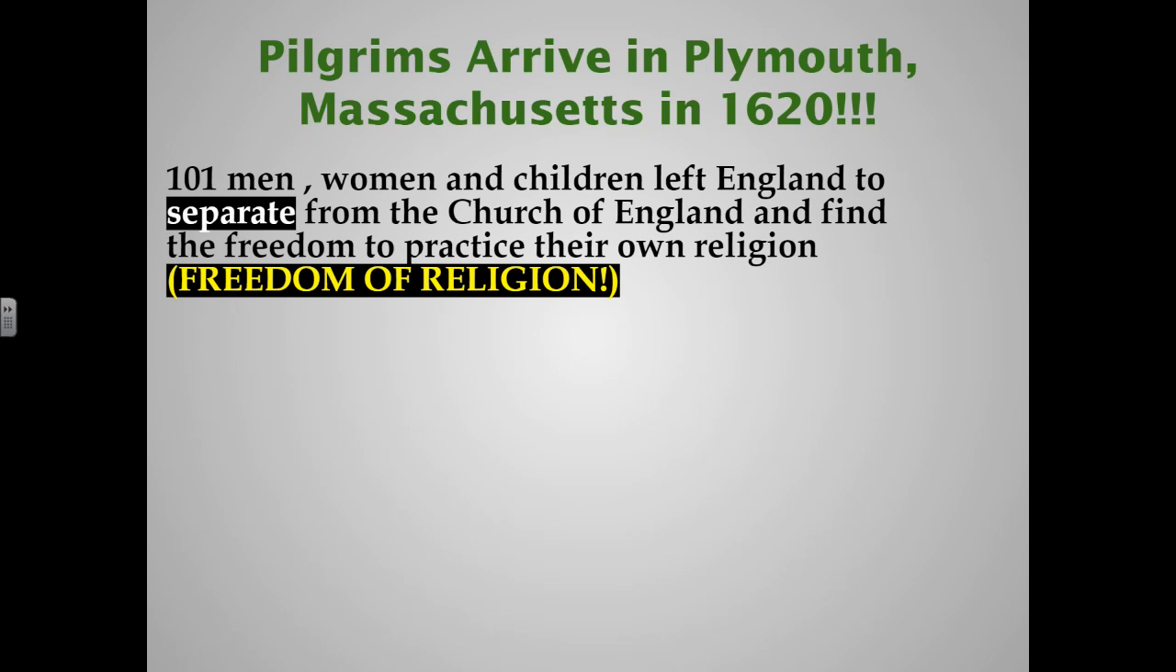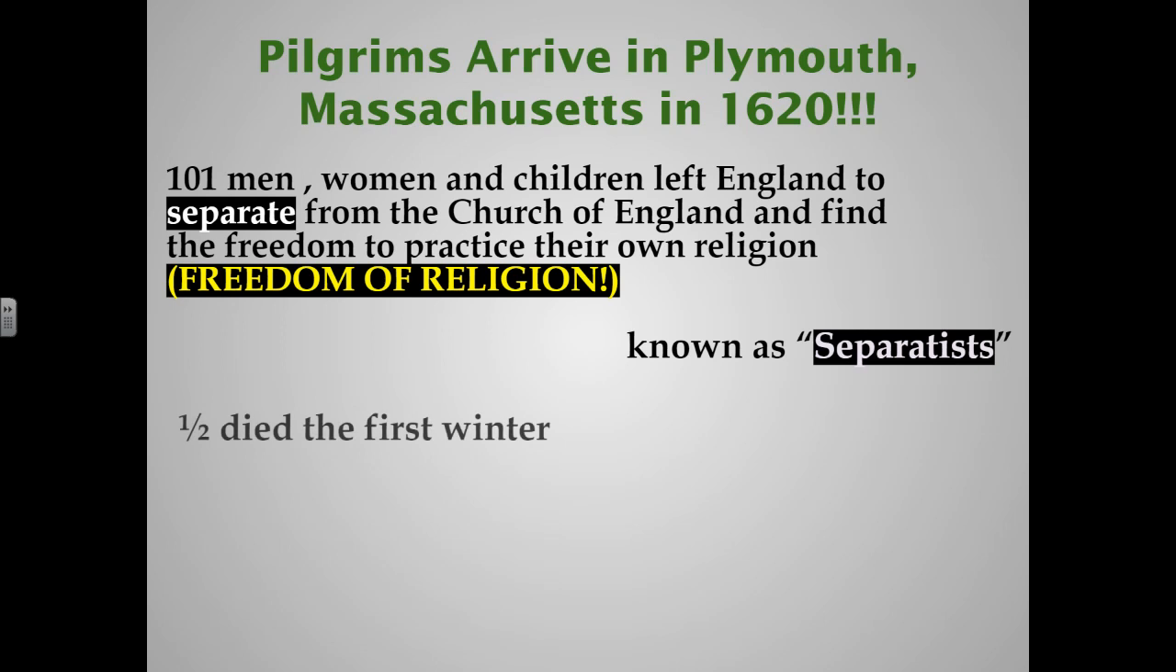We had 101 men, women, and children who left England, and some of them wanted to separate from the Church of England and find a place where they had the freedom to practice their own religion. They wanted freedom of religion. And because they wanted to separate from the Church of England, we call them separatists.